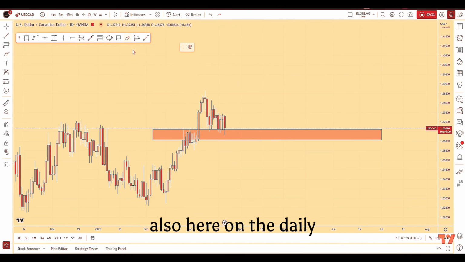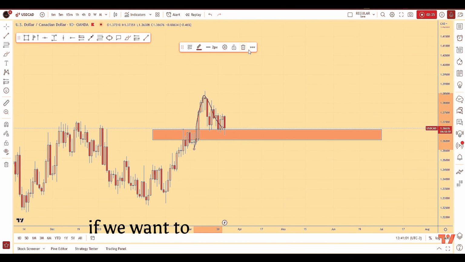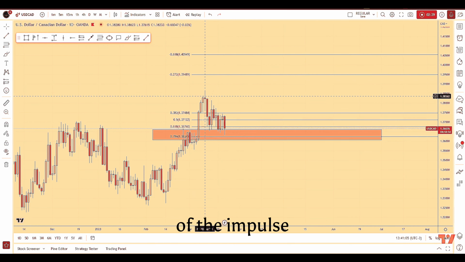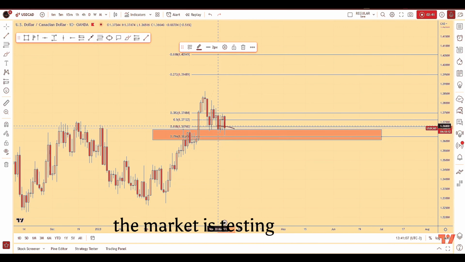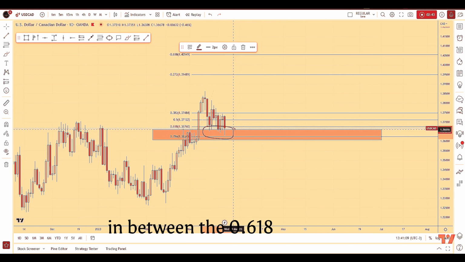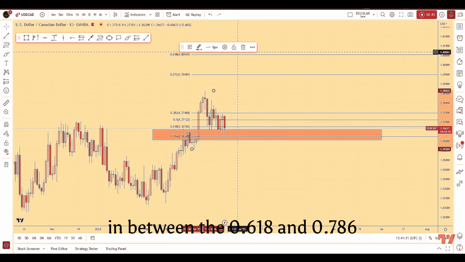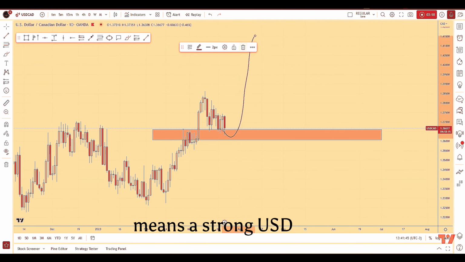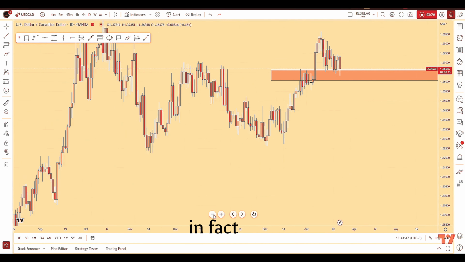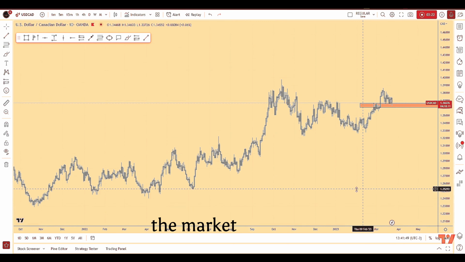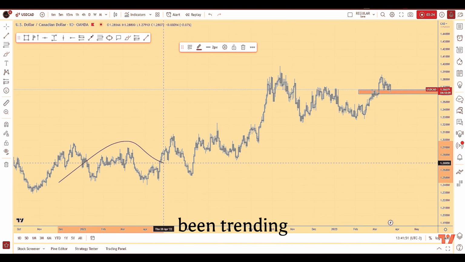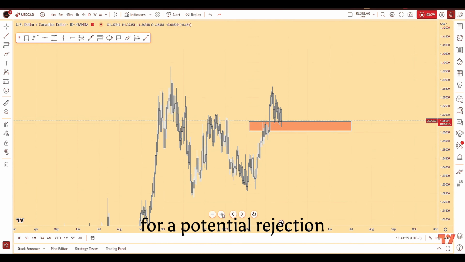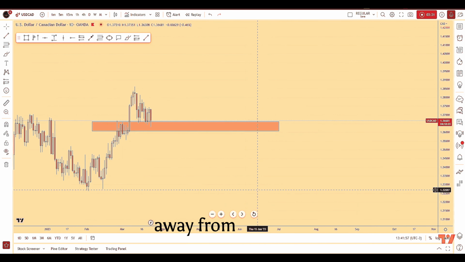Also here on the daily, since we have this impulse, if we want to measure the correction, we have to take our Fibonacci from the low to the high of the impulse, showing how at the moment the market is testing that zone in between the 0.618 and 0.786. CAD weaker, and a weak CAD means a strong USD CAD, and we can see in fact how, if we zoom out, the market has lately been trending to the upside. So there is definitely the possibility for a potential rejection to the upside away from this zone.